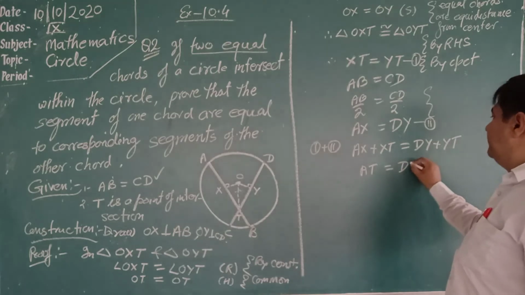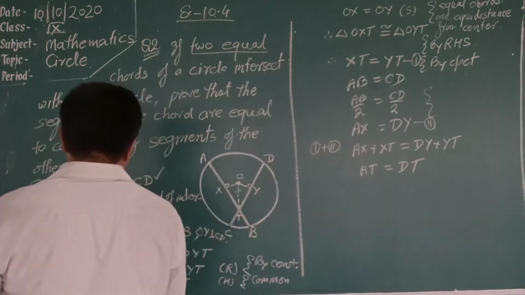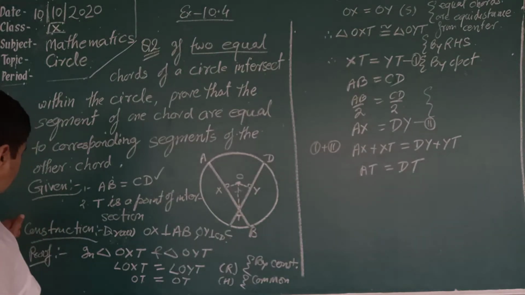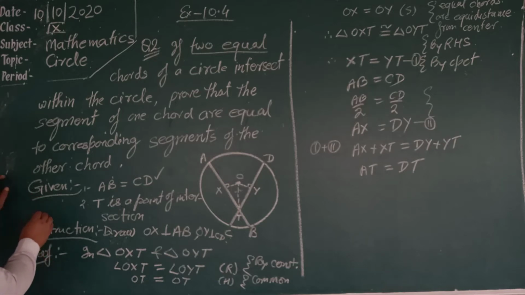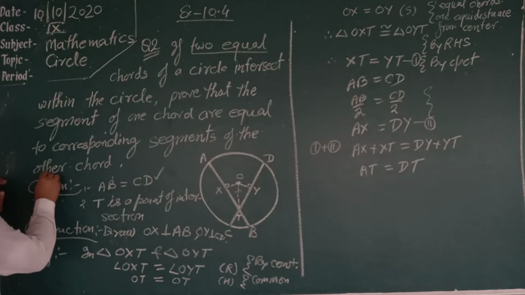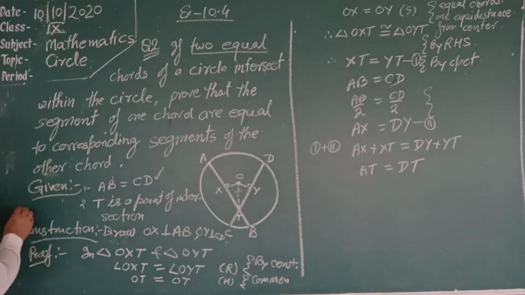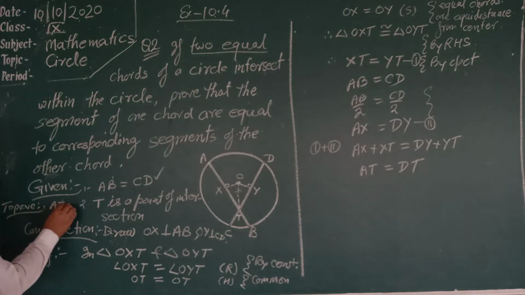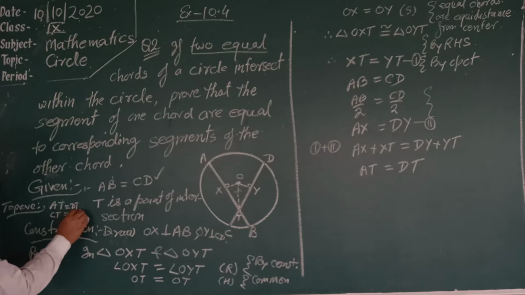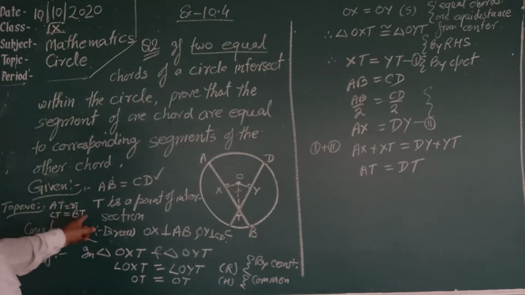One thing I forgot: to prove. I forgot to write what to prove here. So you write to prove here. In the proof, what you have to show is that AD is equal to DT and CT is equal to BT.